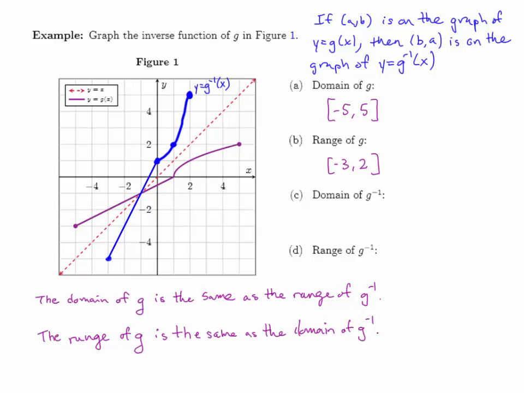Now, when we look at the domain of g inverse, we can see it goes from -3 to 2, which matches what we just talked about. That's exactly the same as our range of g. And our range of g inverse, not surprisingly, goes from -5 to 5, which is again the same as the domain of g. And those are the same.